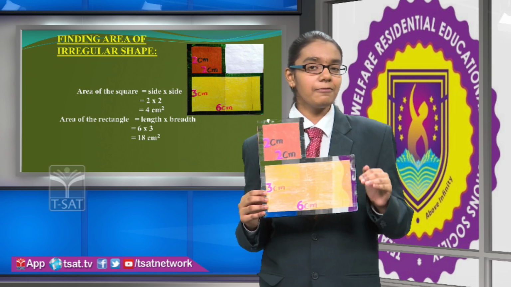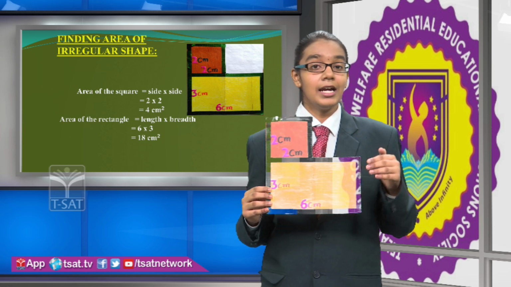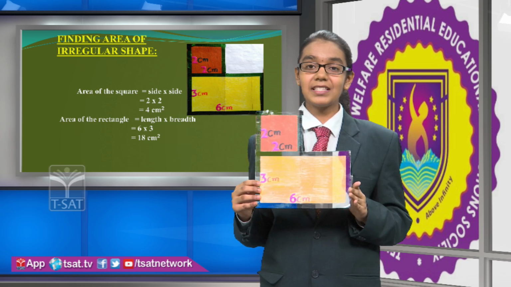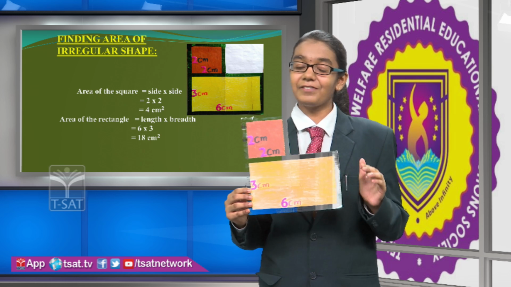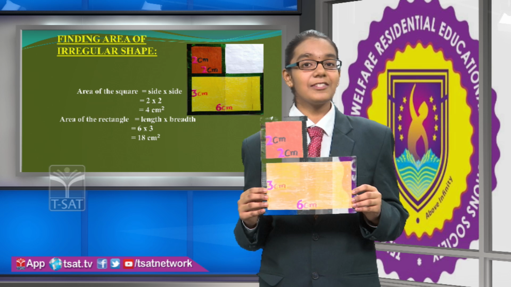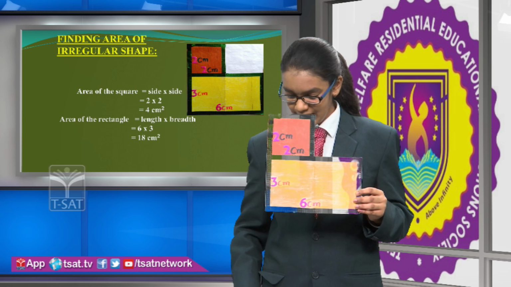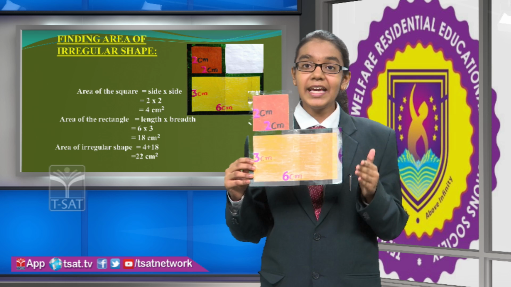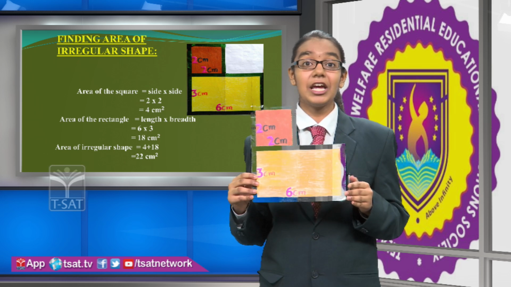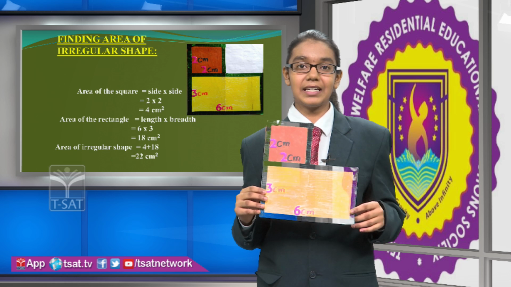Till now, we have found the areas individually. Now, to get the total area of this irregular shape, we should put the area of the square and area of the rectangle together. That means 4 plus 18. And the sum of 4 and 18 is 22. So, the total area of this irregular shape is 22 square centimeters.